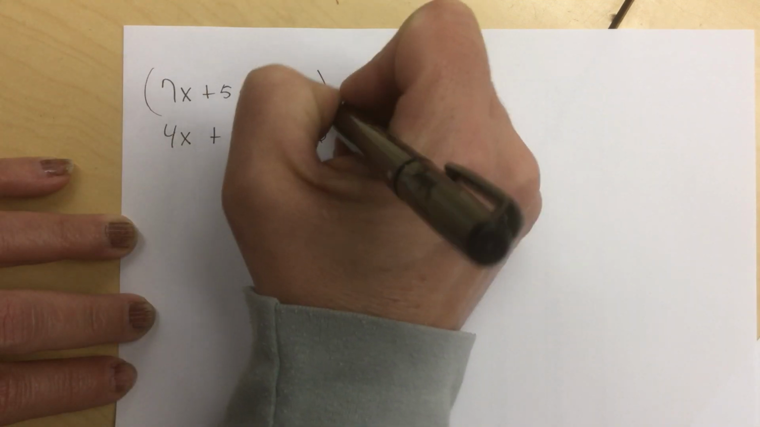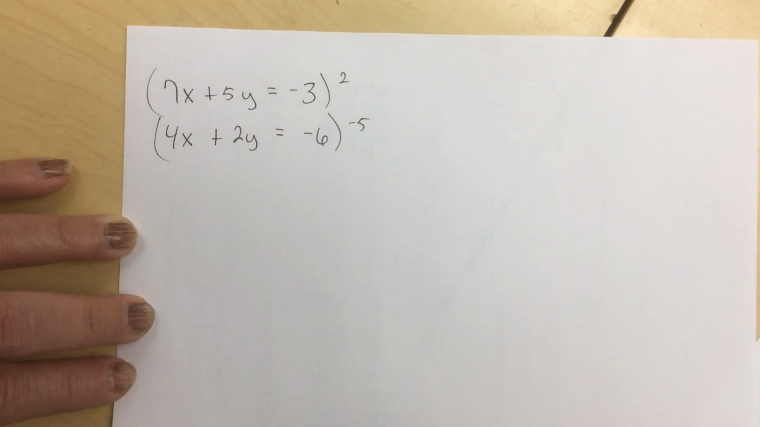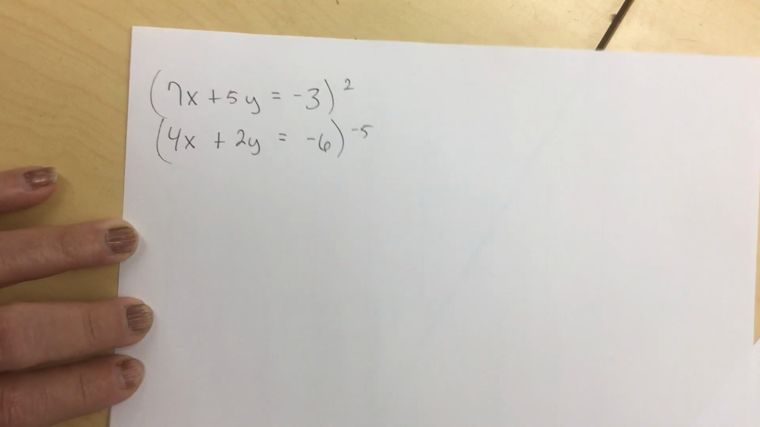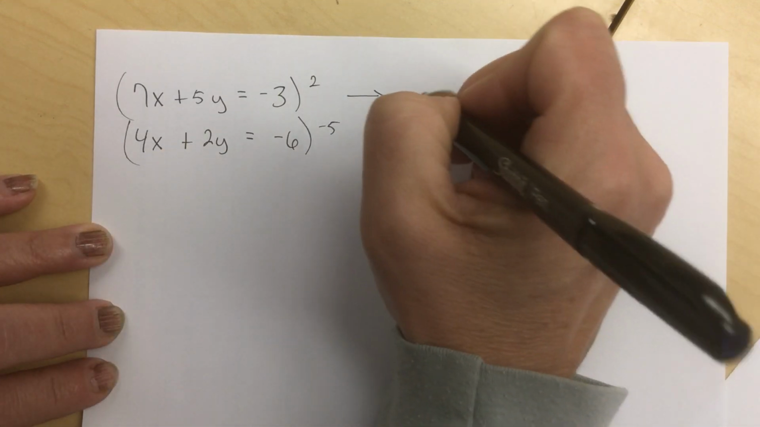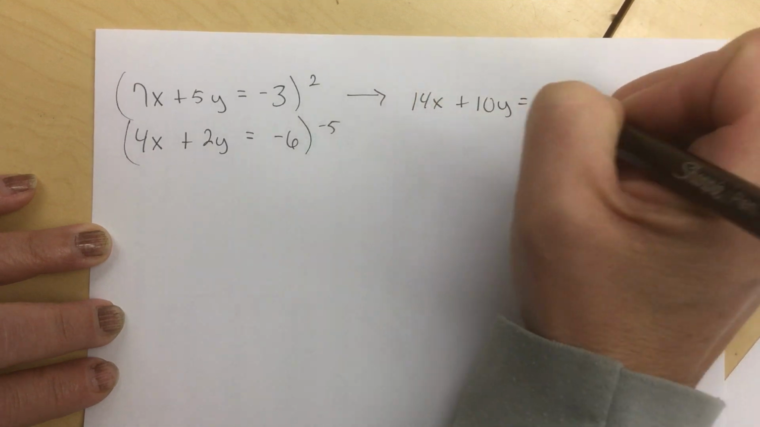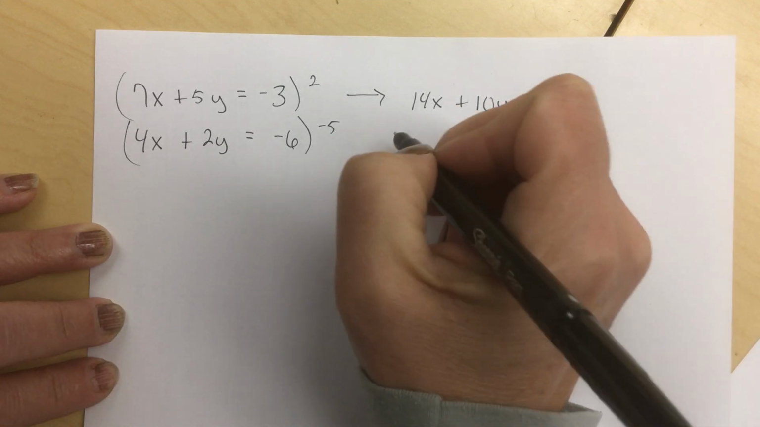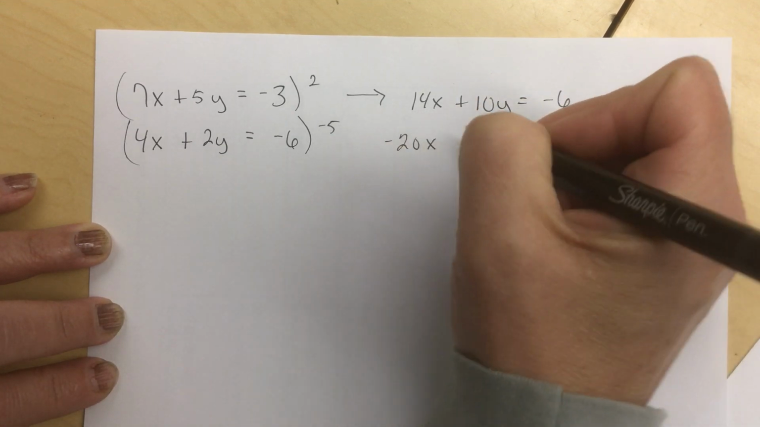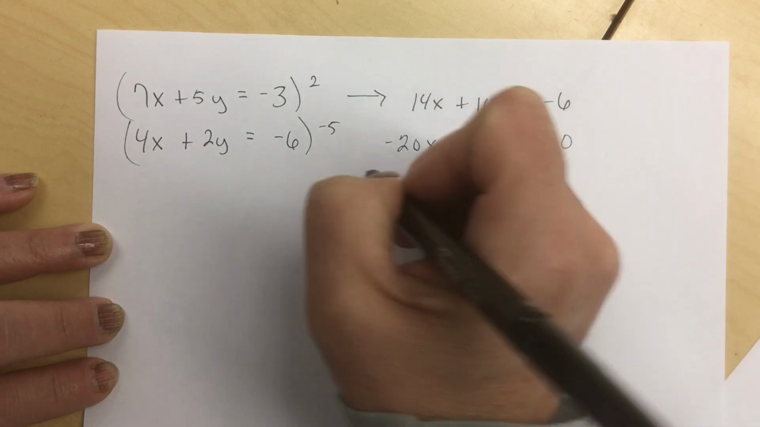So I'm going to multiply my top equation by 2 and my bottom equation by negative 5. One of them needs to be multiplied by a negative number. It does not matter which one. All right, so if I multiply this by 2, I get 14x plus 10y is equal to negative 6. When I multiply this by negative 5, I get negative 20x minus 10y is equal to positive 30.